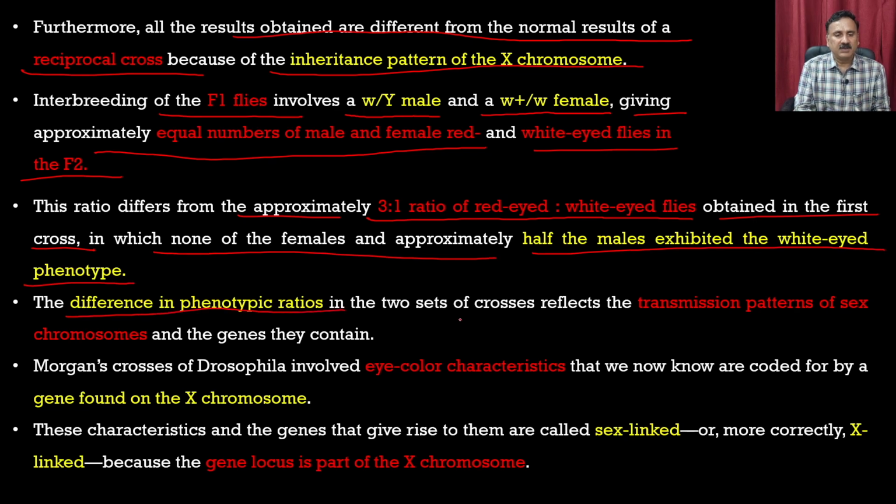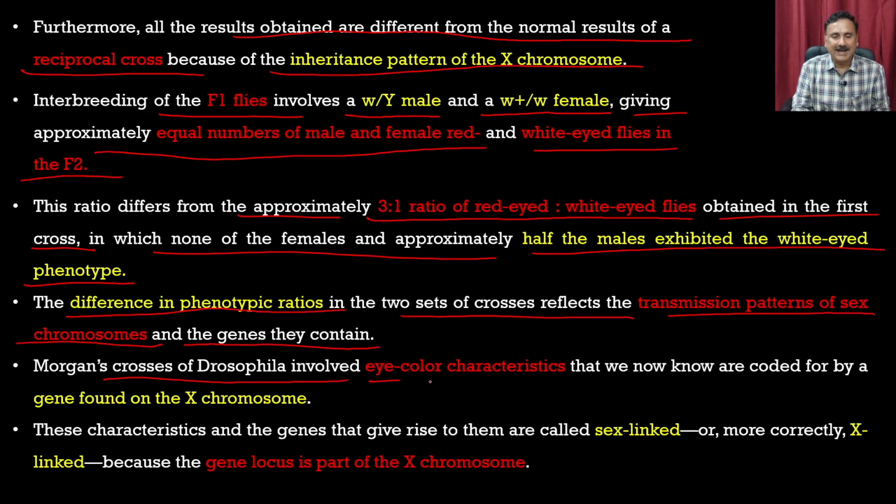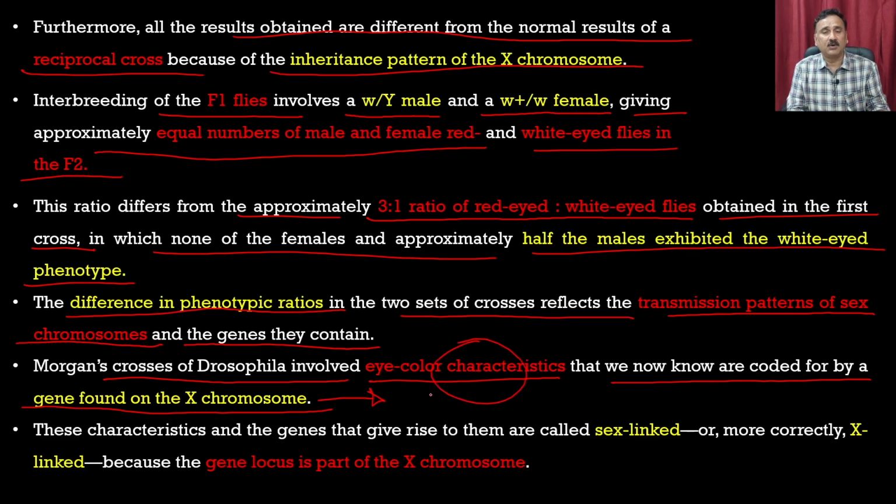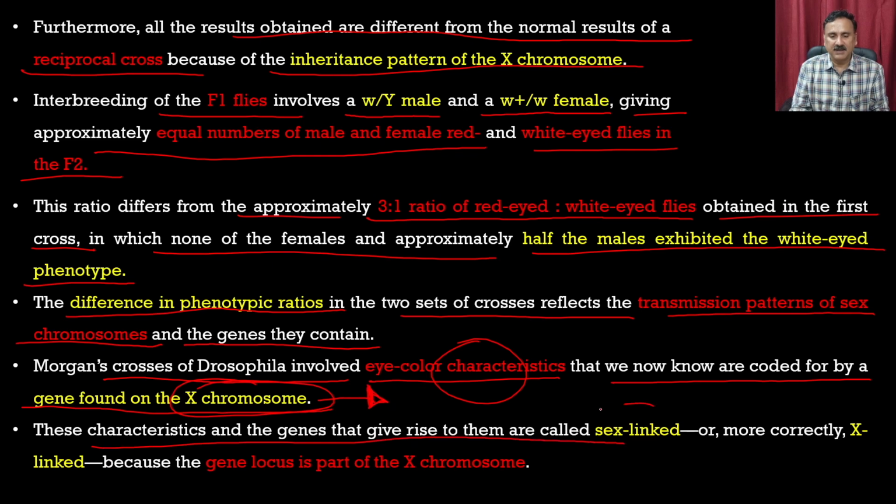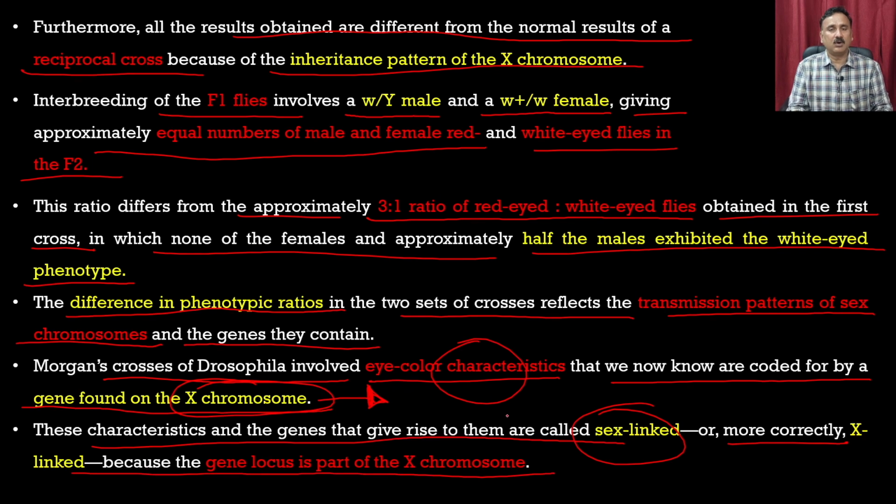The difference in the phenotypic ratio in the two sets of crosses reflects the transmission pattern of sex chromosomes and the genes they contain. So Morgan's cross of Drosophila involved eye color, and we know now that it is coded for by a gene found only on the X chromosome. So basically the red eye color, the characteristic or phenotype, is being controlled by a gene which is only present on the X chromosome. So if it is present on the X chromosome, then it is only going to express. So these characteristics and the genes that give rise to them are sex-linked, or more correctly X-linked, because the gene locus is present only on the X chromosome.